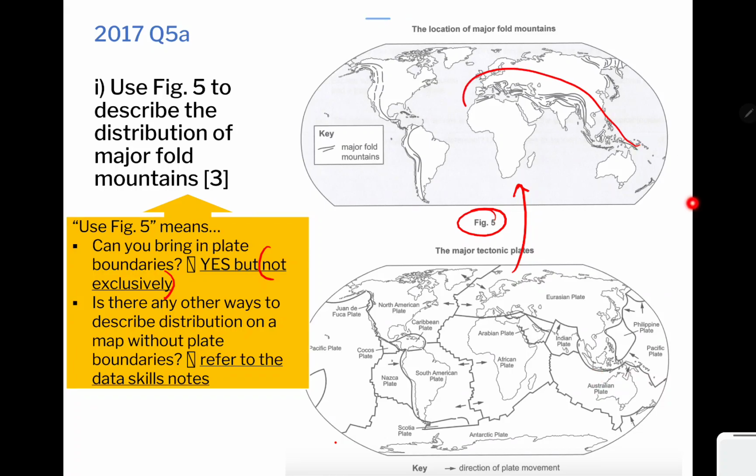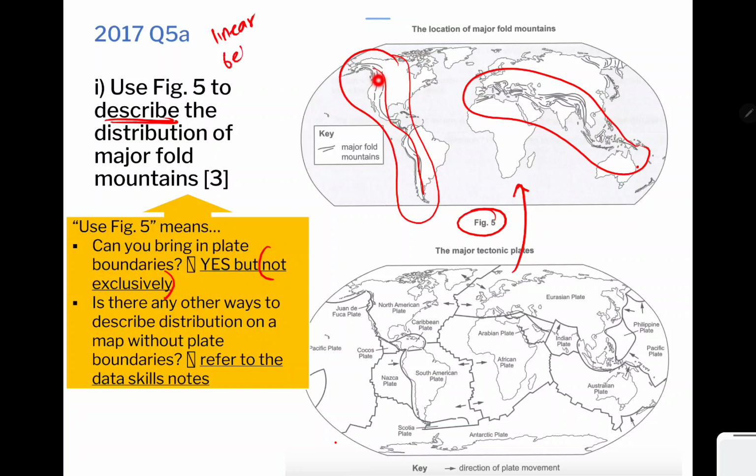Here there's one pattern. Here there's another pattern. So how do you describe this? Remember, we're using descriptive terms. The command word literally is describe. You can see that they exist as a line. So things like linear, things like as a belt, things like along. These are the kind of words that help to showcase that it exists as one line.